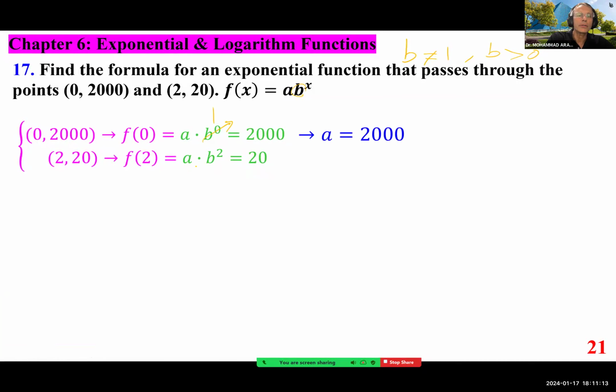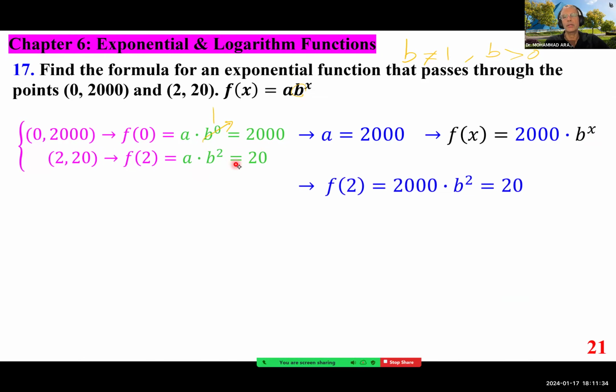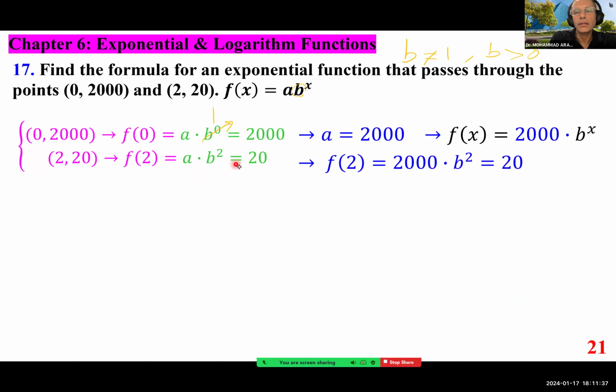So if a is 2000, I'm going to replace it here. So f of x has the formula 2000 b to the power of x. So 2000 b squared must be 20. So this is the general formula, or specifically, let's plug it in here. And now, if we divide both sides by 2000, okay, we get b squared equals 1 over 100.